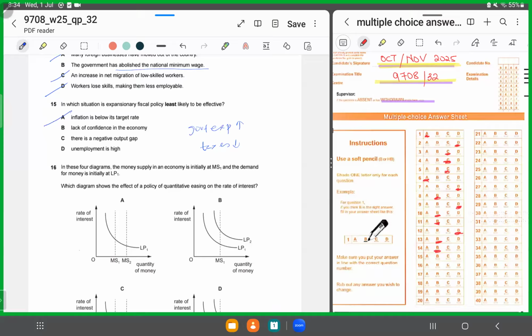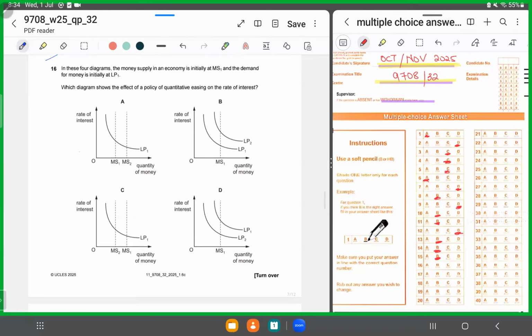C says there is a negative output gap. A negative output gap means spare capacity exists. So it cannot be C. D says unemployment is high. So high unemployment means we are going to be using expansionary policy to increase aggregate demand. So it cannot be C, it cannot be D. It's B, where there is a lack of confidence in the economy where people are reluctant to spend. So rather they save and investors are reluctant to invest. So 15, it's B. Moving forward.